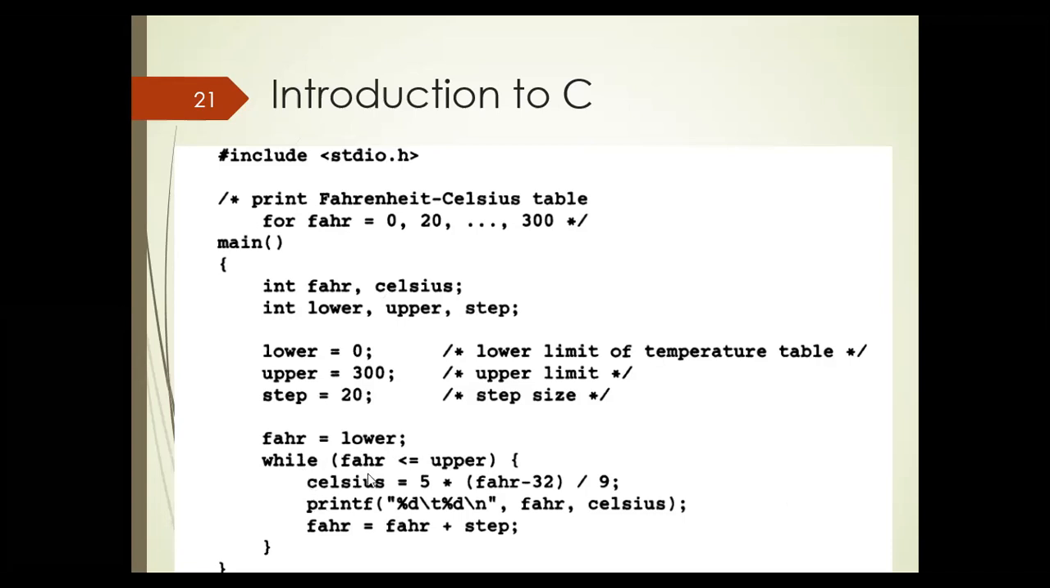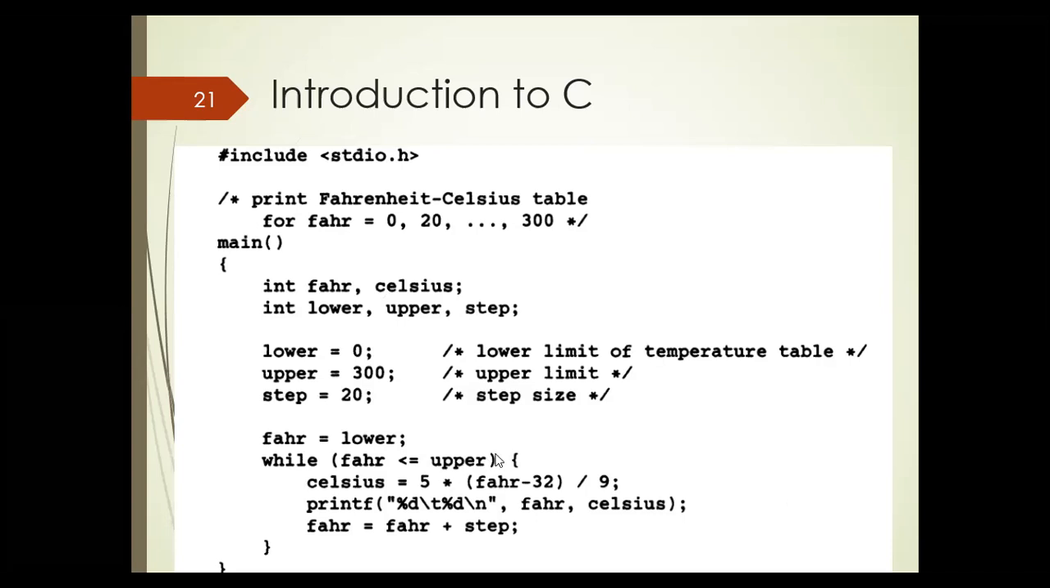And then we step into this while loop. The while loop is a loop which repeats itself as long as the condition inside the parentheses is true. Just memorize this. At this point, FHR is 0. So while 0 is less than or equal to upper, 300, as long as the value stored in FHR is less than or equal to 300, this while loop is going to keep running.